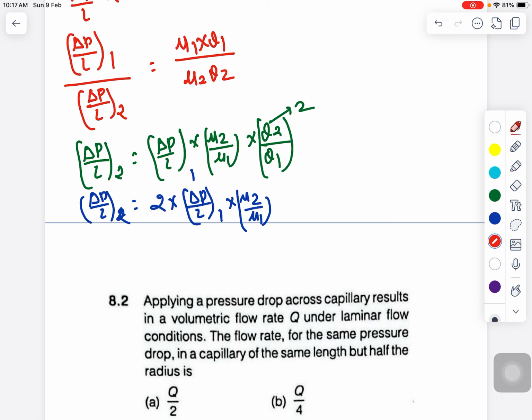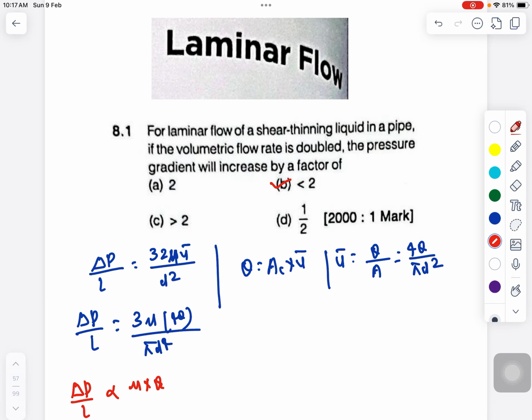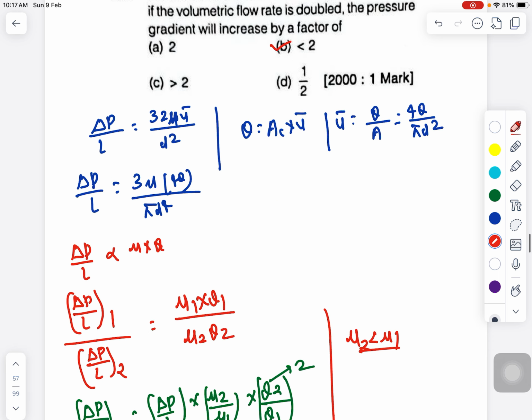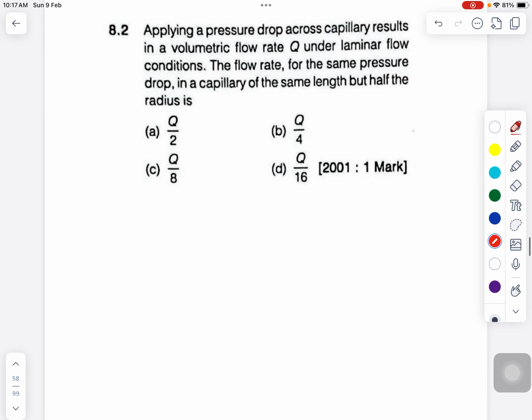But here what is happening, a shear thinning liquid is there, so mu2 will be less than mu1. So what will happen, delta P by L for the second case will be less than 2 times delta P by L for the first. Is that clear? So that's why from here your option B will be your correct answer. So all of these things you should know when you are solving this kind of problem, that is very, very important. They put this question here to confuse you, so you can directly make the answer 2. That is wrong, right? Okay, now moving to the next question.